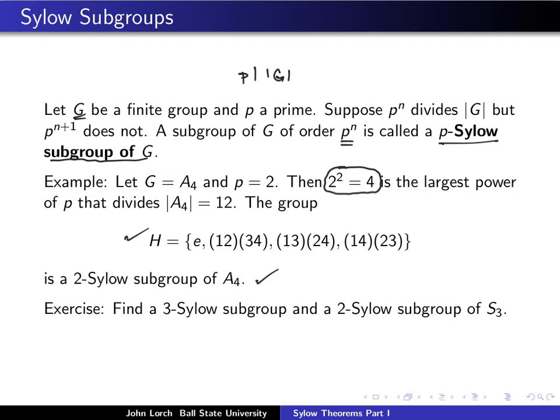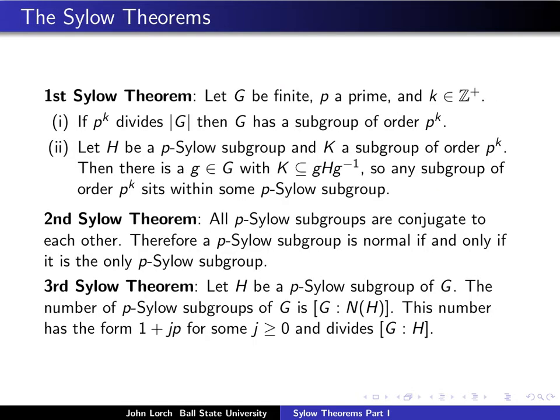So at this point, what you might want to do is pause the video and do this exercise, right? Why don't you find a 3-Sylow subgroup and a 2-Sylow subgroup of the symmetric group S3. So here we have what are called the 3 Sylow theorems. These constitute what we know in the way of a converse to Lagrange's theorem for finite groups.